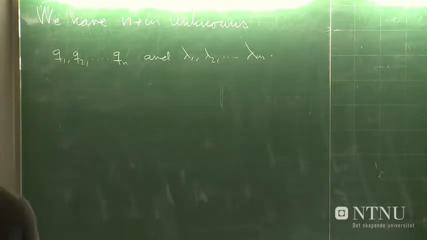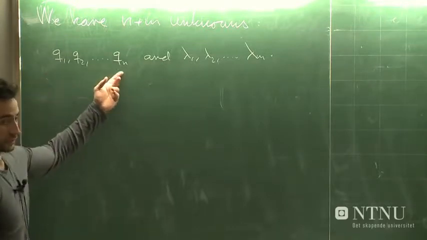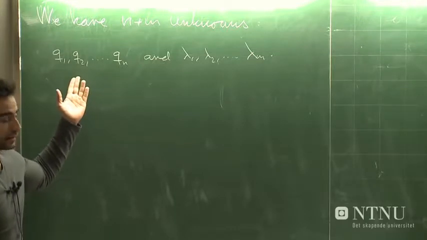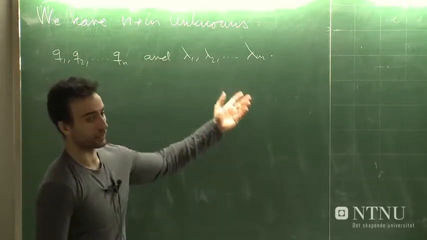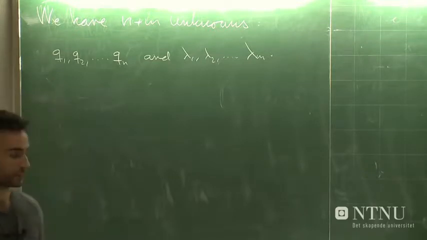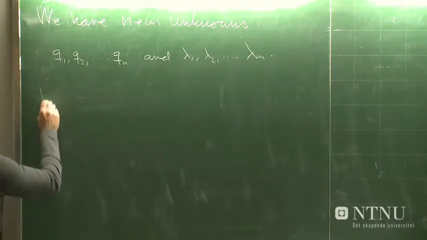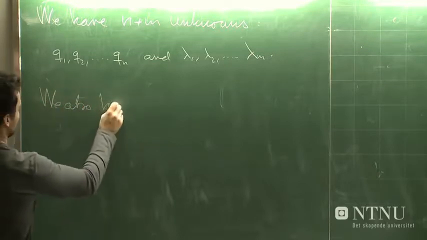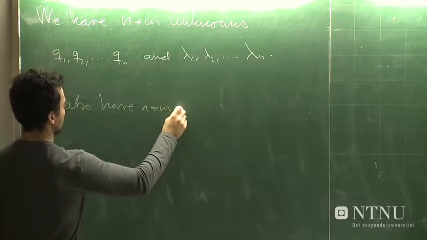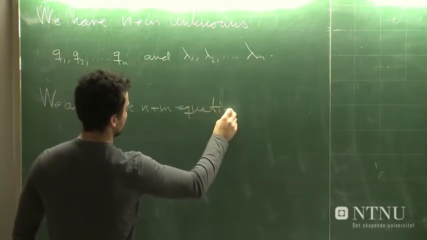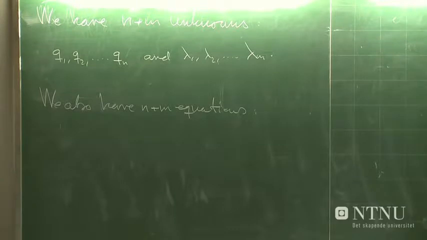We have n plus m unknowns. We have n unknown generalized coordinates, which are not all independent, and we have m Lagrange multipliers or Lagrange constants. Do we have a sufficient number of equations to actually identify all of these unknowns? We do, and let me point out why.